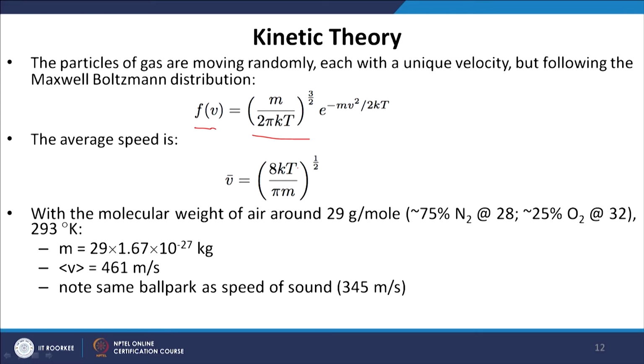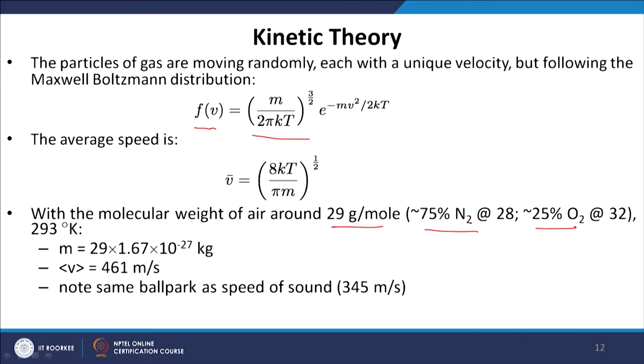Now, the molecular weight of air is around 29 gram per mole, considering that air has 75% nitrogen and 25% oxygen, where the molecular weight of nitrogen is 14 into 2, that is 28, and for oxygen it is 16 into 2, that is 32. If we consider the weight percentage, what comes out is that the weight of air is 29 gram per mole. So, that means 1 mole of air weighs 29 gram at room temperature.